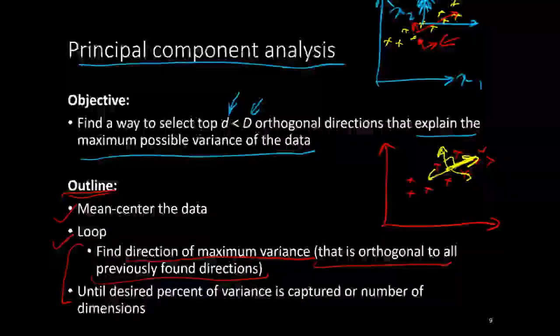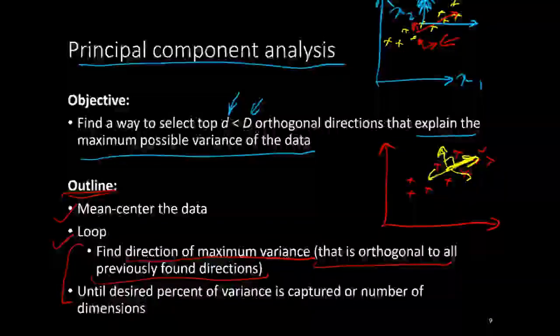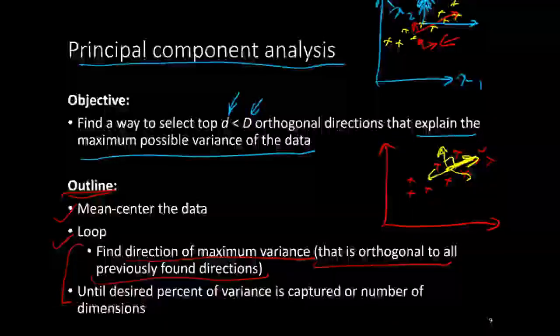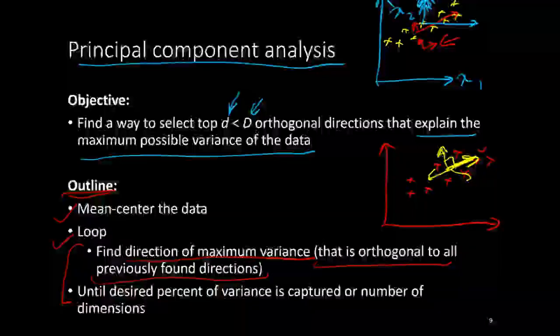So once you have capital D minus 1 directions fixed, the last direction is fixed by the other D minus 1 directions. But before you reach the last direction, you have a choice of finding the directions. For the first one you have the maximum freedom, then you have one less degree of freedom, then one less degree of freedom, and so forth.